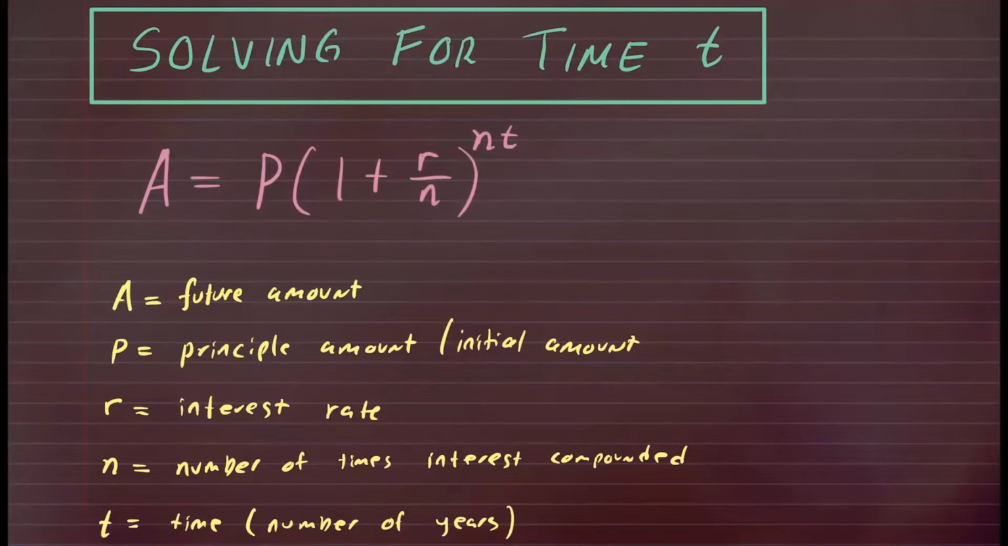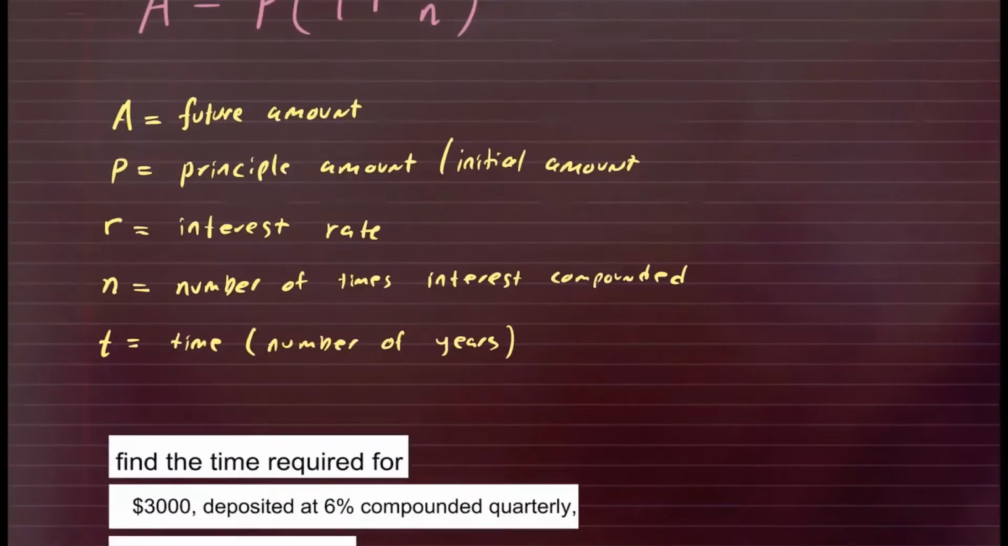Now, for this particular video, we're going to focus on how to find the time required for an amount to reach a certain amount if you start with a certain amount. So that's the goal. You can solve for T algebraically, but first I'm going to show you how to find T based on an example, and then we'll solve for T algebraically. Let's take a look at this problem right here.